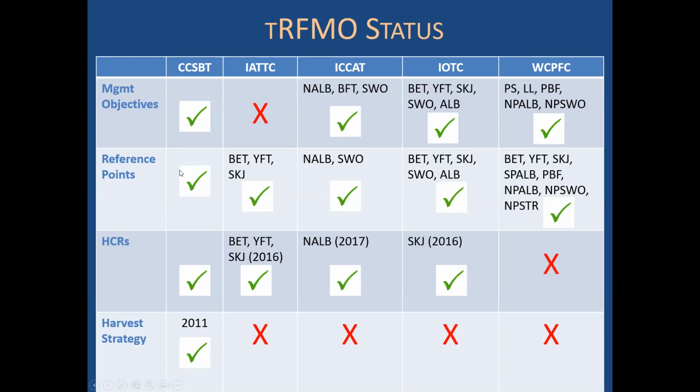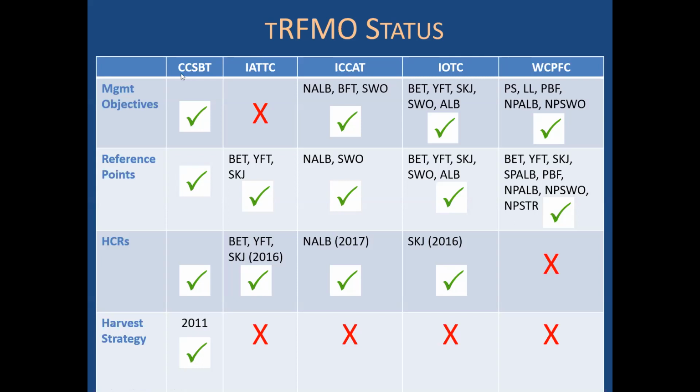It's important to note that the success of this harvest strategy for Southern Bluefin, which has been in place for almost a decade now, as far as its ability to increase both the population size and allowable catches, is why the other tuna RFMOs in large part have decided to move in this direction, because the approach really does work for the fish and the fishermen.